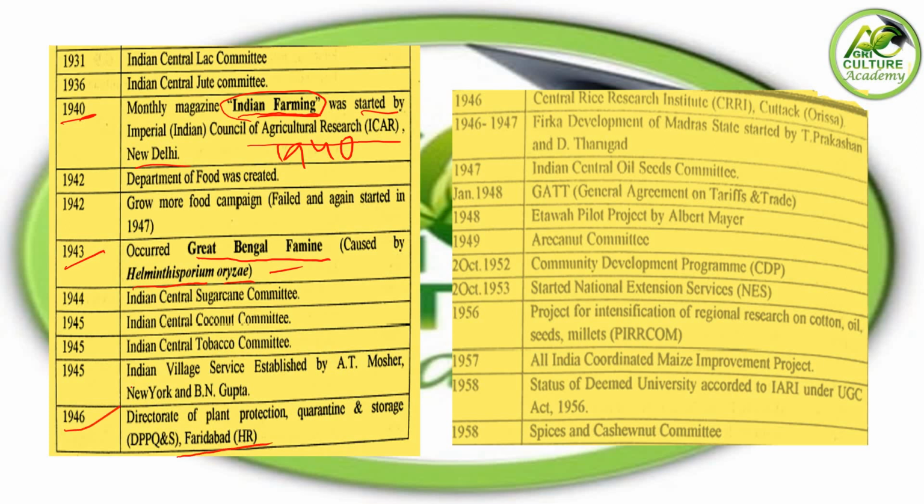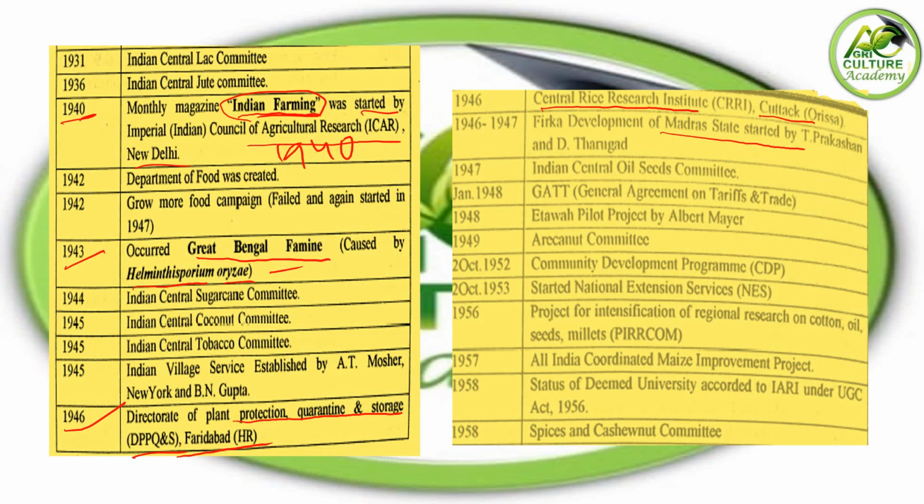DPPQS at Faridabad. This was also an important question. Directorate of Plant Protection, Quarantine and Storage, DPPQS, the full form will be asked. In 1946, CRRI, now NRRI, Central Rice Research Institute, Cuttack, Odisha. Now Central becomes National. In 1946-47, Firka Development of Madras State by T. Prakasam and T.D. Thangad.